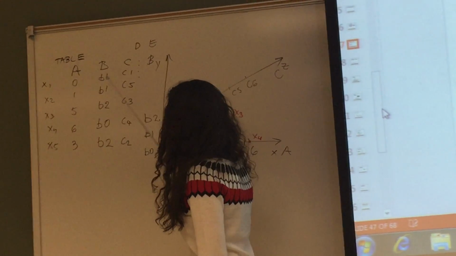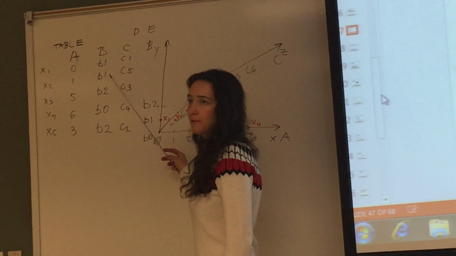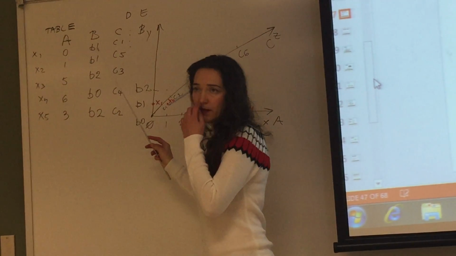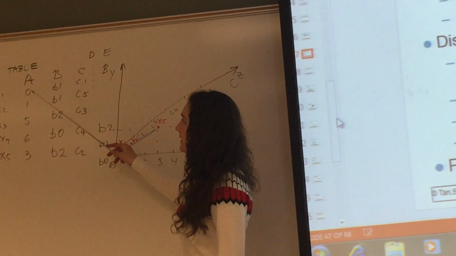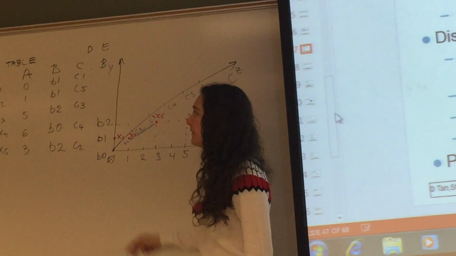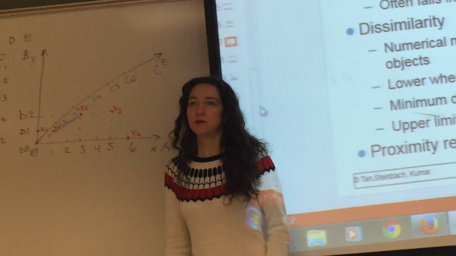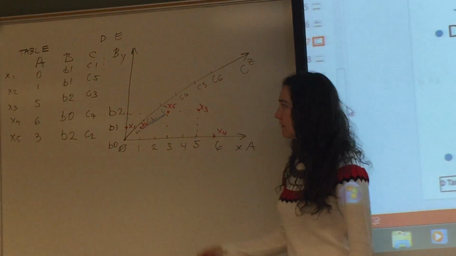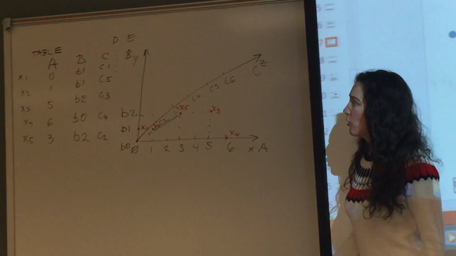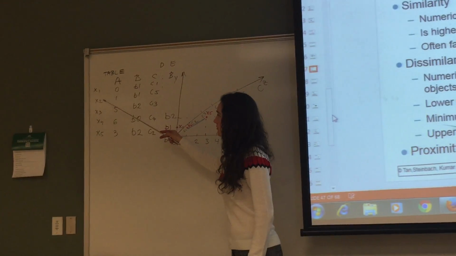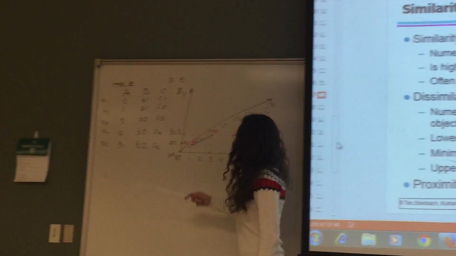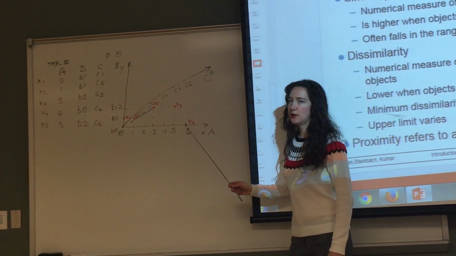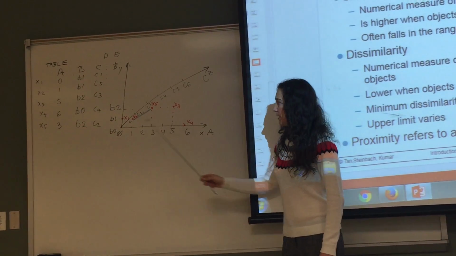For x1 and x2, the value for b is exactly the same, b1 for both of them. For a, one has 0, the other one has 1. 0 is much closer to 1 than it is to 6, right? So x1 is a lot more similar to x2 than it is to x4. And if you look at the picture, x4 is way over here. It's far from x1.